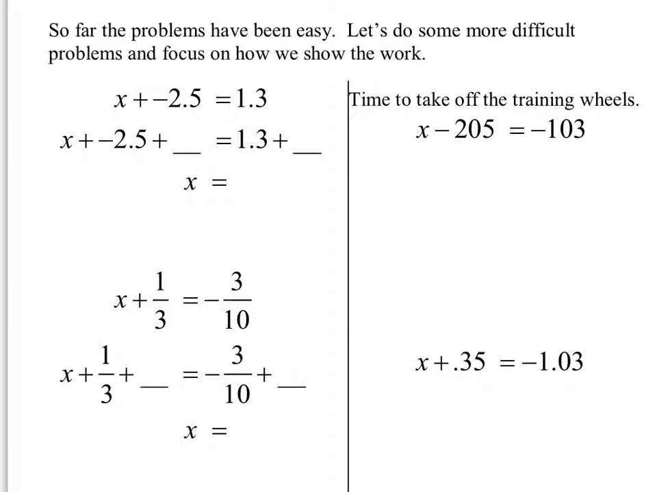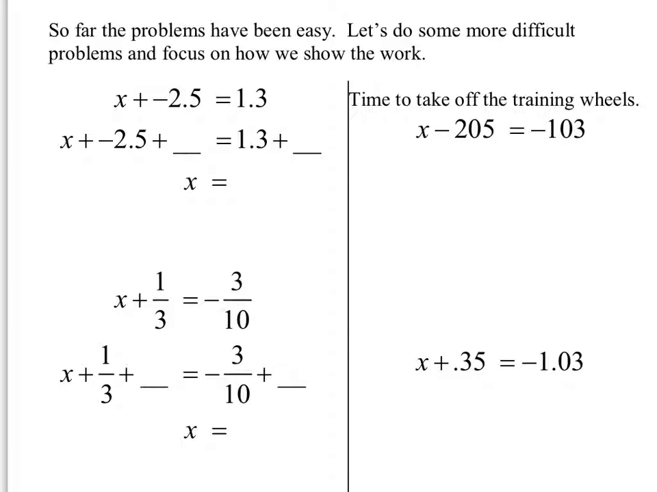Now, I've given you these frame problems over here on the left-hand side where all you have to do is fill in the blanks. So this first one, we have x plus -2.5 equals 1.3. And on the next line, we're doing the inverse operation. What is the inverse operation? What am I adding to both sides of this equation? What goes in these blanks?